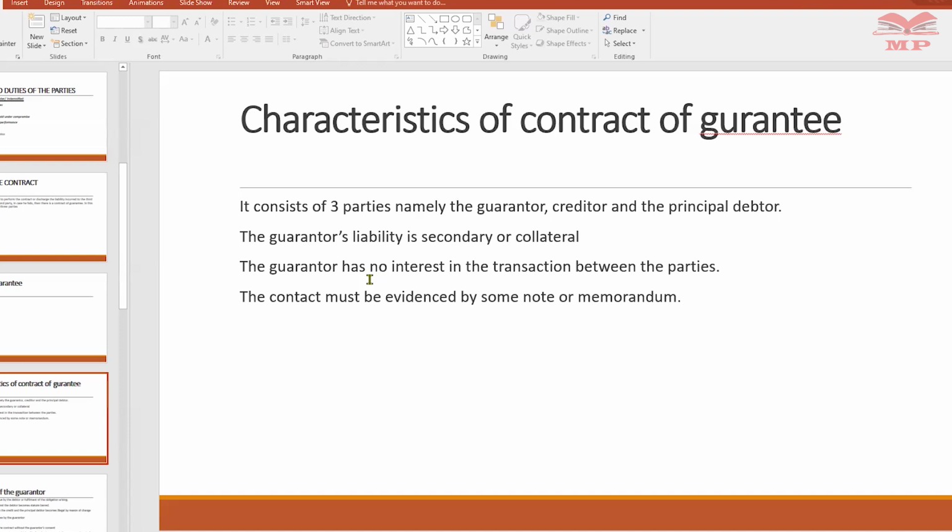It is the first instance that he's the one who will be sought to clear his debt. And the guarantor will only be followed if the principal debtor is unable or unwilling, and all other methods have been sought to recover the amounts advanced to him. And the guarantor has no interest in the transaction between the parties.